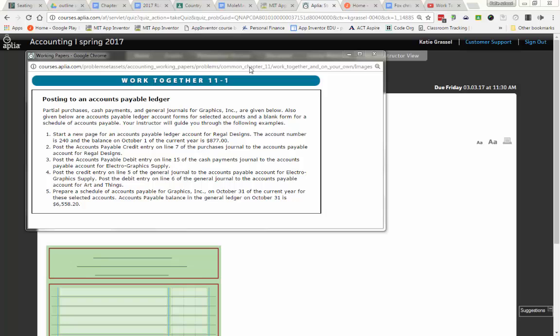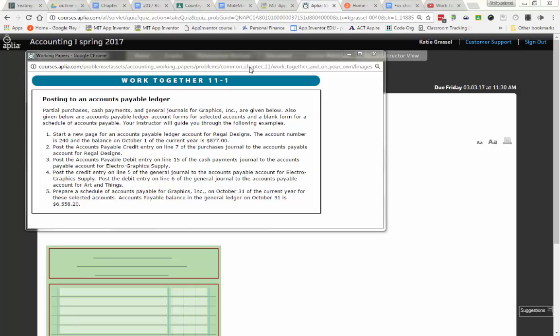Our directions for 11-1 read: partial purchases, cash payments, and general ledgers for Graphic Inks are given below. Also given below are accounts payable ledger account forms for selected accounts and a blank form for a schedule of accounts payable. Your instructor will guide you through the following examples. So our first instruction here reads, start a new page for the accounts payable ledger account for Regal Design.